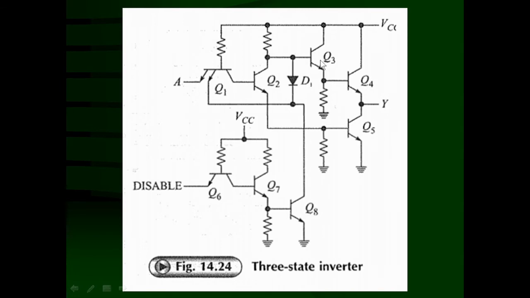And this transistor Q3 will act as an emitter follower. The potential at its emitter is only 0.7 volt below its base, so approximately 4 volt will be here. We'll see that transistor Q4 will be conducting. That means Q4 is a closed switch and Q5 is an open switch. So VCC is connected to the output, and the output is going to be in the high state. So when A is low, output Y is high.